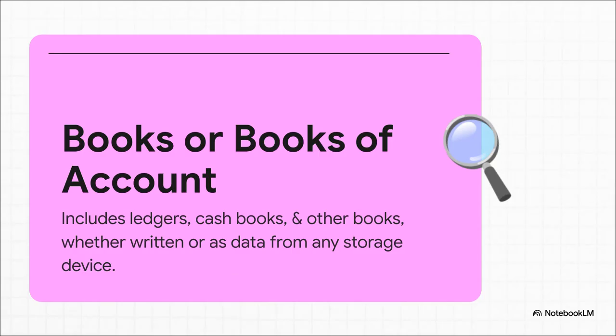So you might be wondering, what exactly counts as books of account anyway? Well, the legal definition is intentionally super broad and technology-proof. It's not just about paper ledgers and cash books anymore. It explicitly says it includes data stored on, well, pretty much any electronic device. A floppy disk, a tape, a server, you name it. And that, right there, has massive, massive implications for how we all do business today.